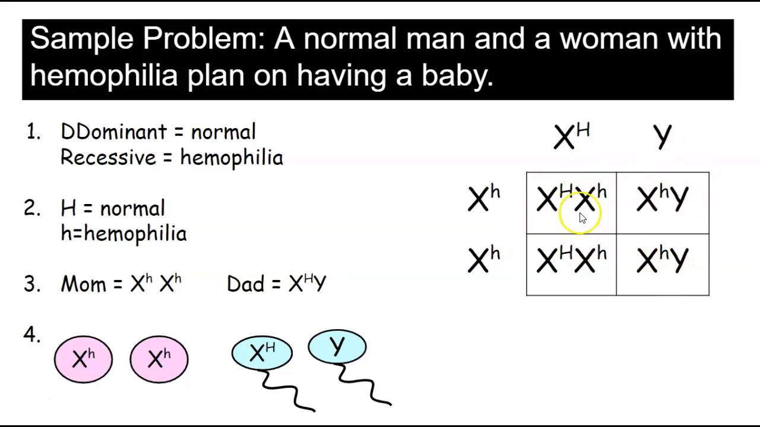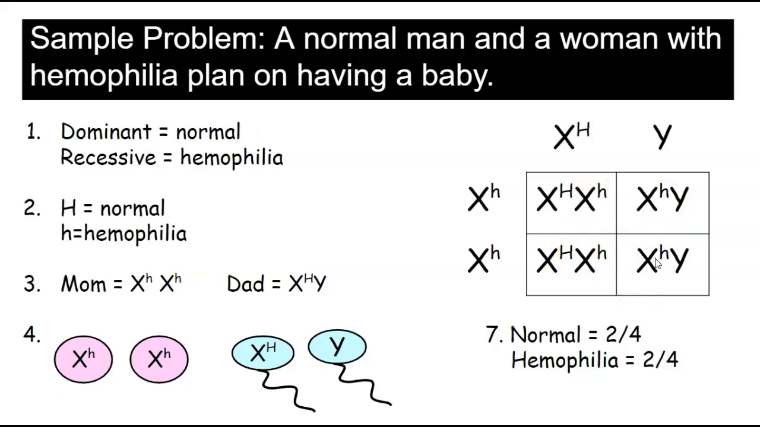So the females, are they gonna be normal or have hemophilia? They each have a capital letter. So they're gonna be normal, right? Because big H is normal. What about the males? They both have little h's. They're gonna have hemophilia, okay? So if we count up all the offspring, all 4 of them, right? 2 will be normal and 2 will have hemophilia.